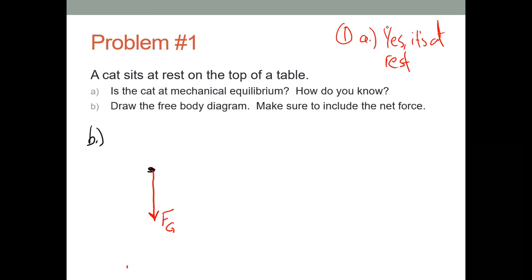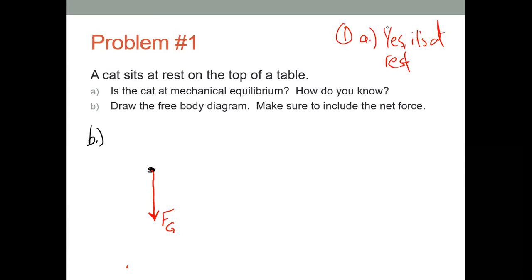So it's sitting on a table. In other words, it's sitting on a surface and it's being supported by a surface. So what force would that be? We could say that there's an applied force, but generally I would say that an applied force would be like if I'm pushing something, and we'll give an example of that in a second.